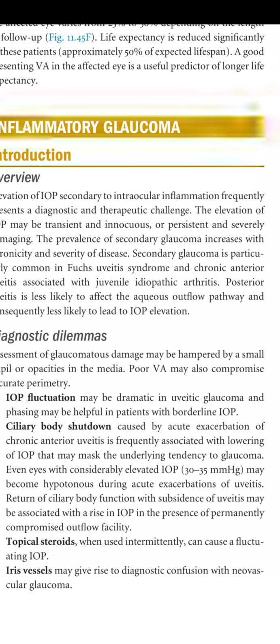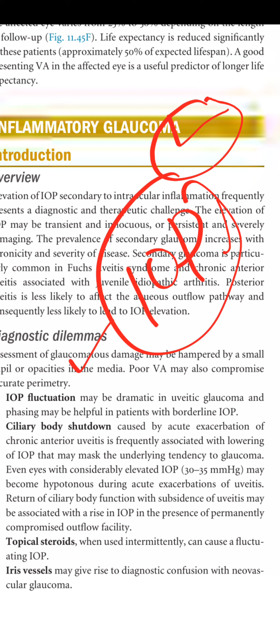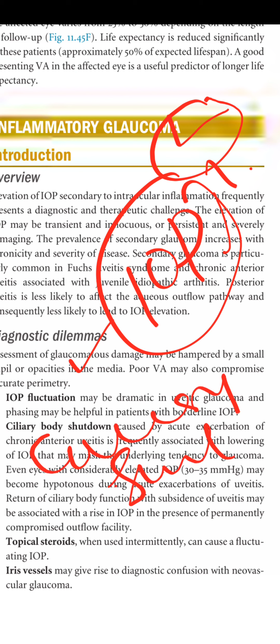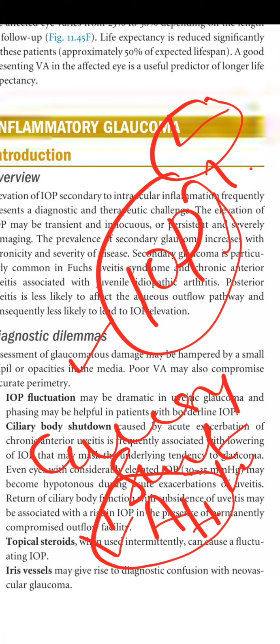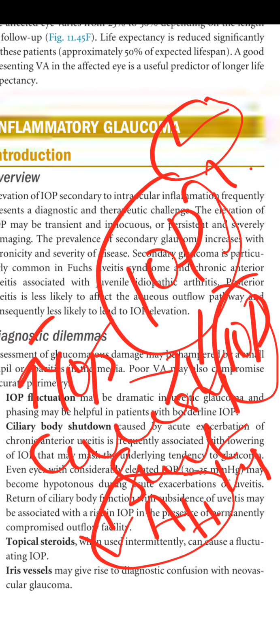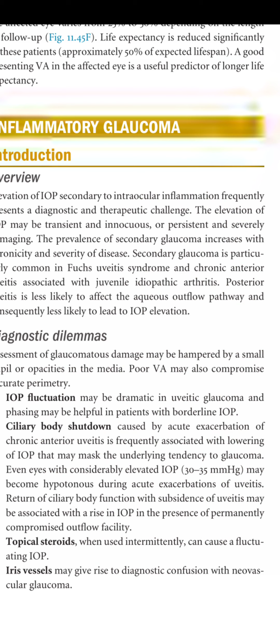Basically, the writer is trying to say that this is a particularly challenging glaucoma. Why? Because the IOP tends to fluctuate a lot in a uveitic patient. Because the ciliary body gets shut down, meaning that it is not producing enough aqueous humor due to inflammation and changes in it, and it will cause hypotony. So a uveitic patient may have increased IOP and decreased IOP, so there is a lot of fluctuation going on. That's the reason the treatment is very challenging, and you have to do phasing in the case of inflammatory glaucoma.